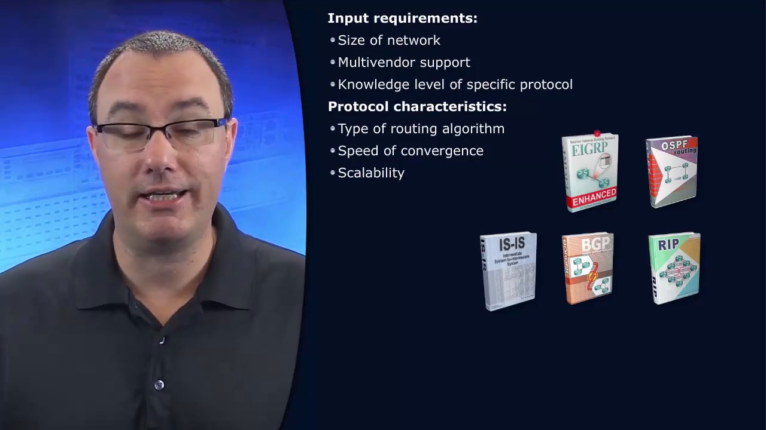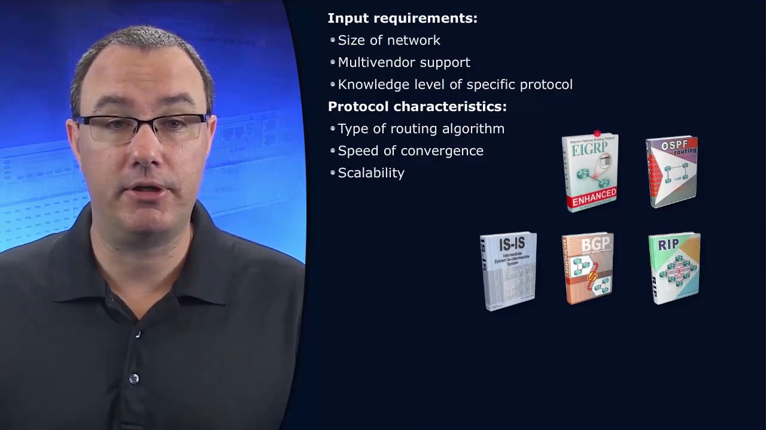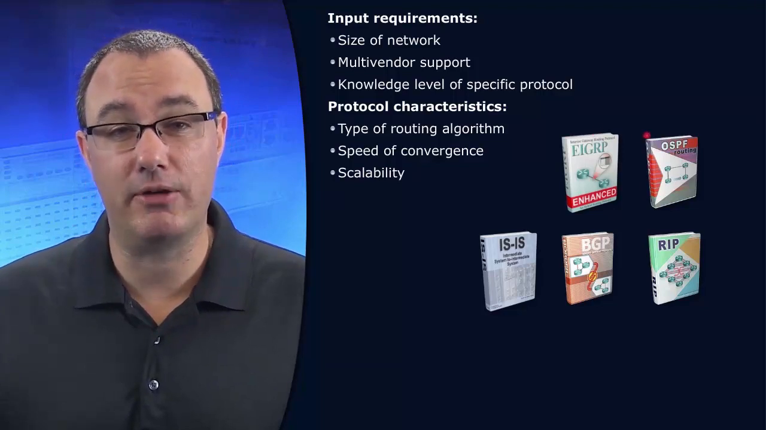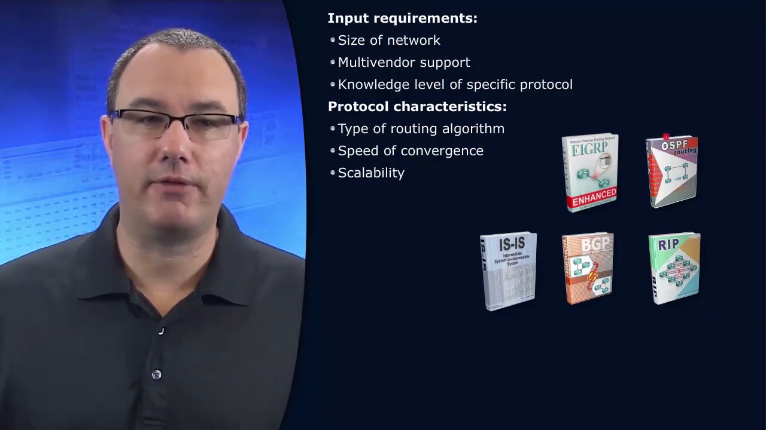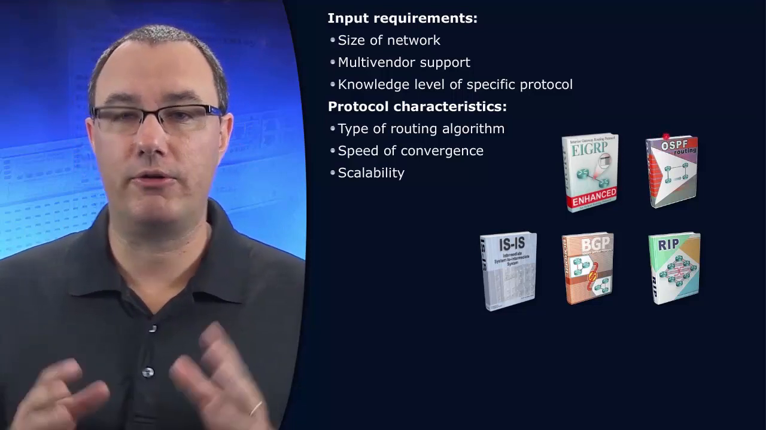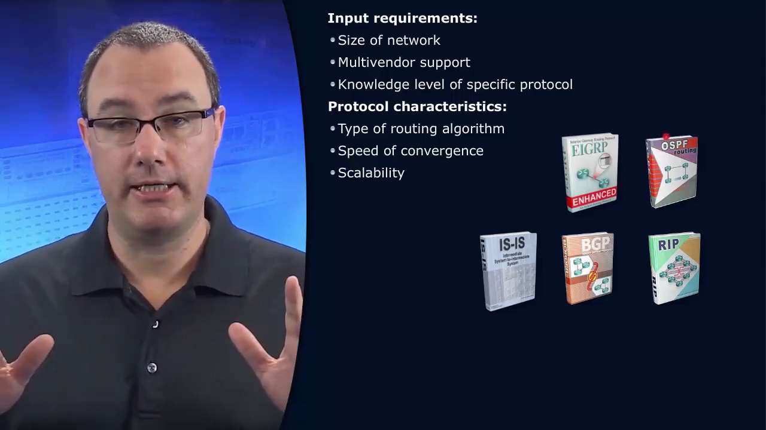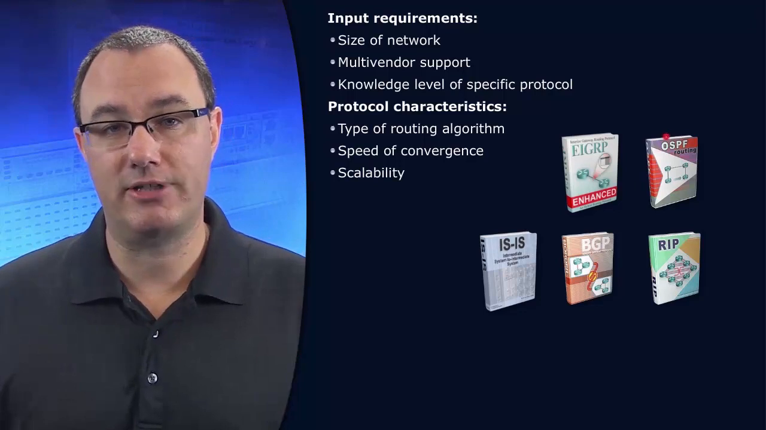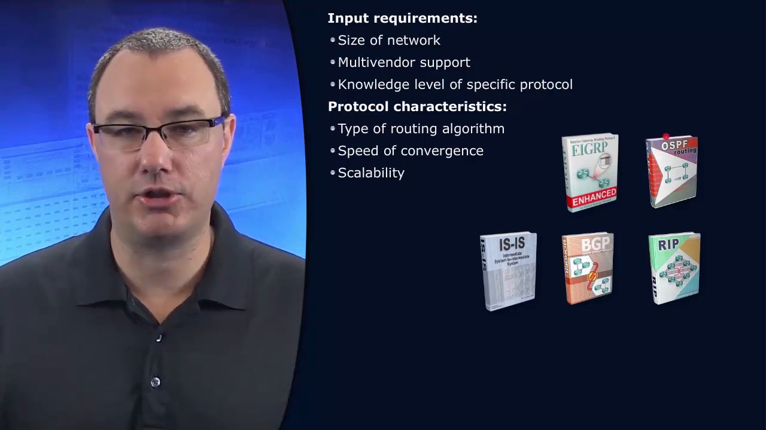Or maybe we like EIGRP's capability of summarizing routes, which is really better than OSPF. OSPF doesn't allow us to do route summaries everywhere we want. It's only at a few key locations, and that may constrain us too much.